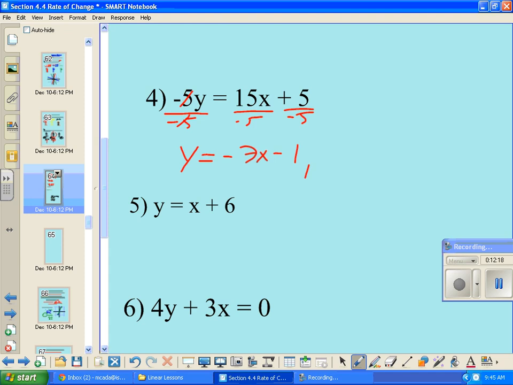Is this a proportional relationship? No. Is it a good equation? Could we graph it? Could we make a table? Yeah, we could do all those things. It's just not the ones they're looking for right now. It's not a proportional relationship.